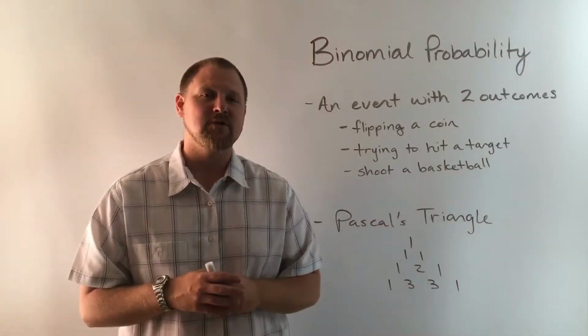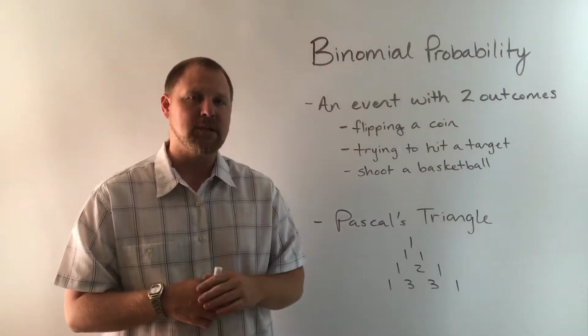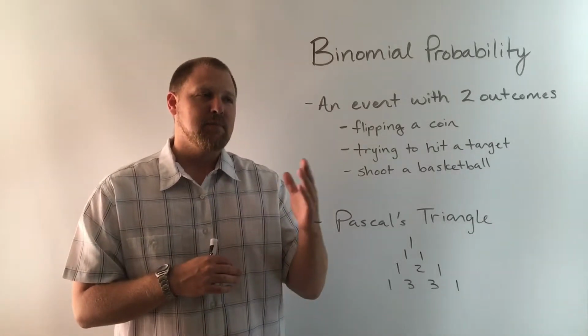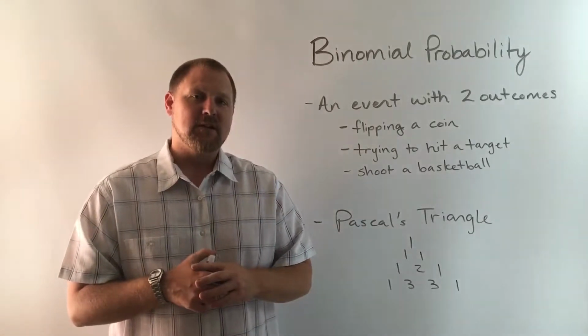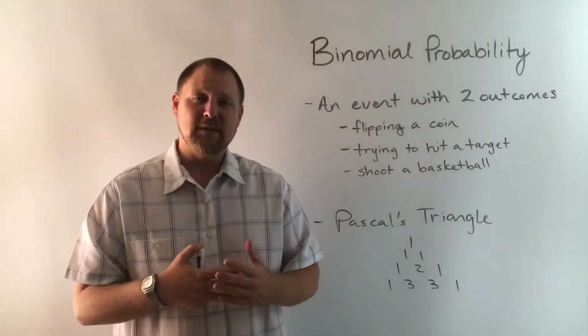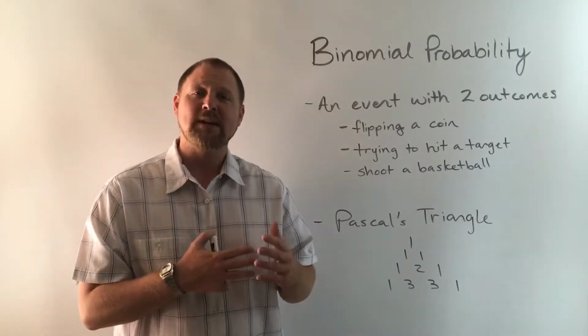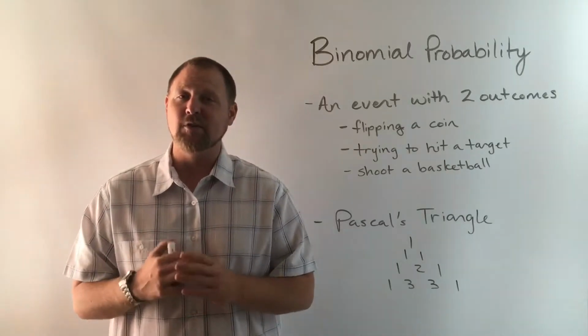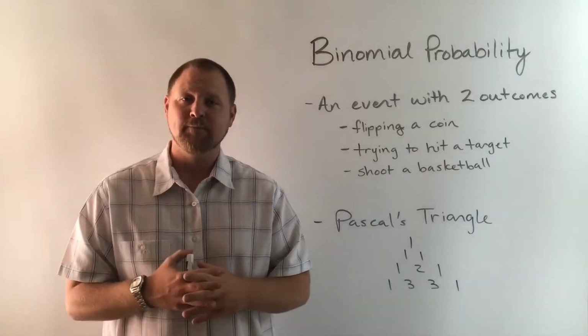The next section of Unit 2 discusses binomial probability, expected value, and expected profit. Binomial probability is an event with two outcomes. Examples of those types of events: flipping a coin, trying to hit some kind of target. You're either going to hit or miss. Trying to shoot maybe a basketball, you either make the shot or miss the shot.